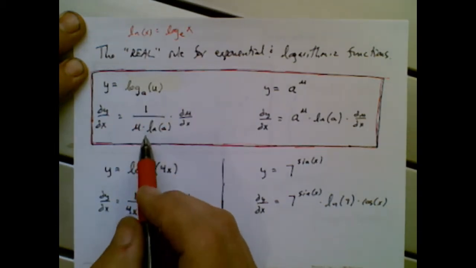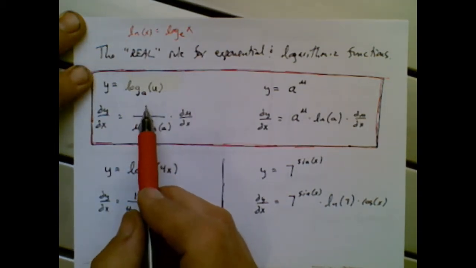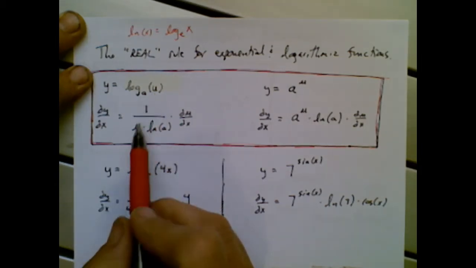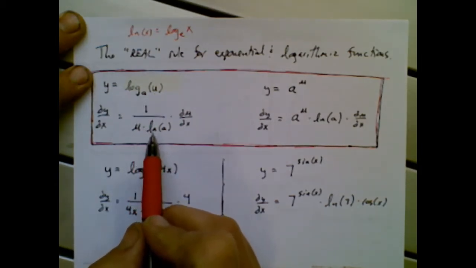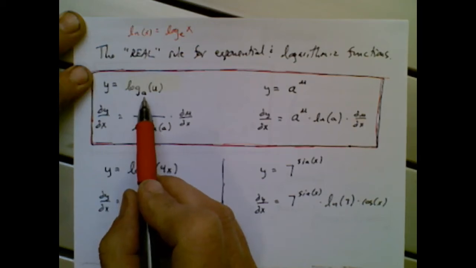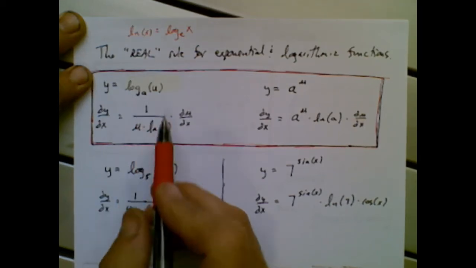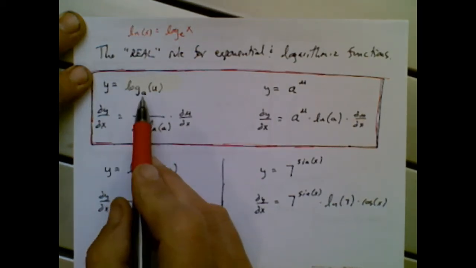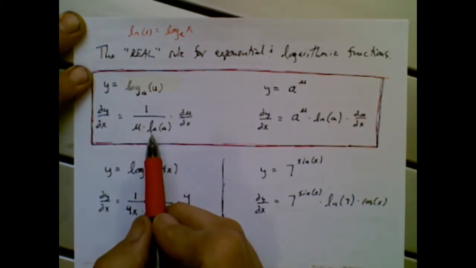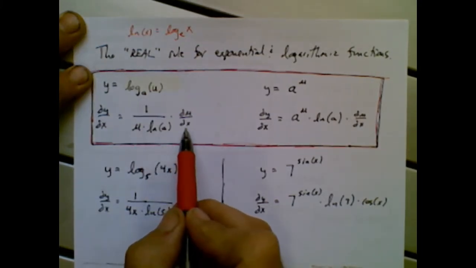So here's the rule that you would see in the textbook. 1 over the inner guts times the natural log of that base. This is base a, so we do natural log of a. If this was base 7, we would do natural log of 7, then times the ninja.